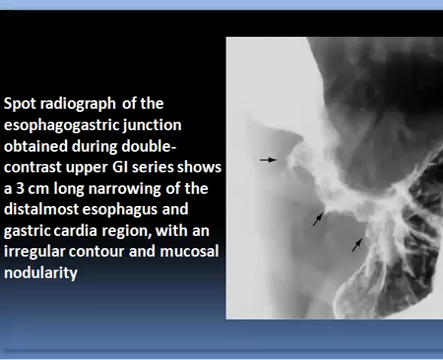This is the esophagogastric junction obtained during double contrast upper GI with a 3 cm long narrowing of the distal-most esophagus. This is the area of irregular narrowing with irregular contour and mucosal nodularities. So how to describe such a lesion? Narrowing, the length of the segment, the site of the narrowing: lower esophagus, the length is about 3 cm, the outline is irregular, with definite nodular mucosa, converting it into a narrow irregular lumen.